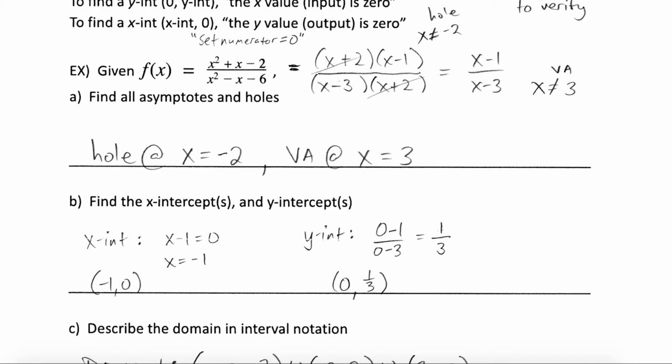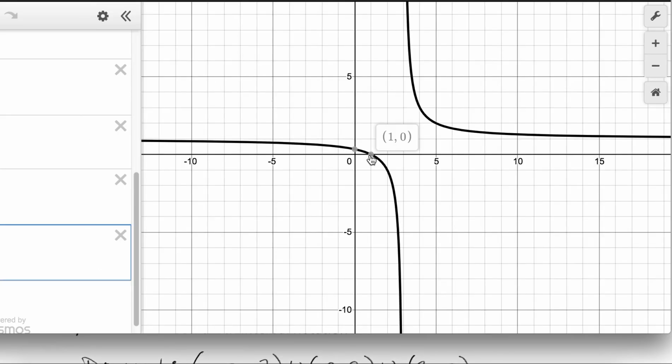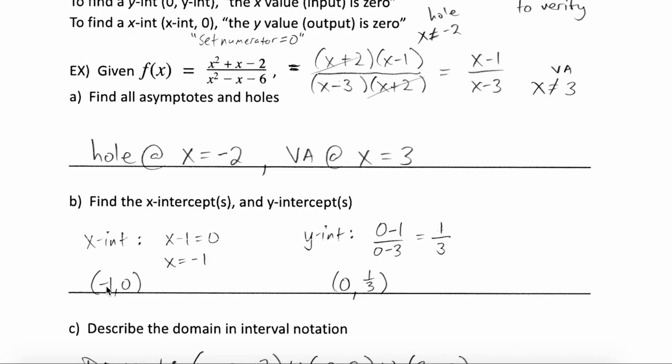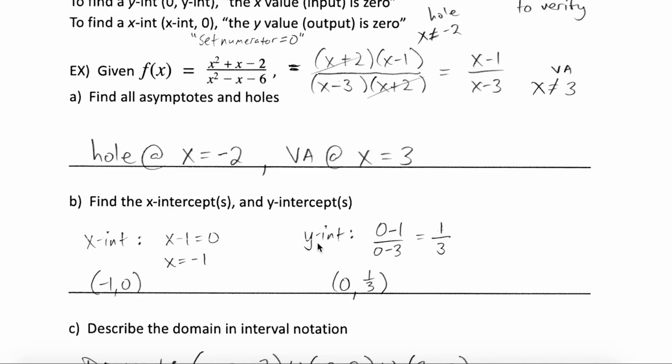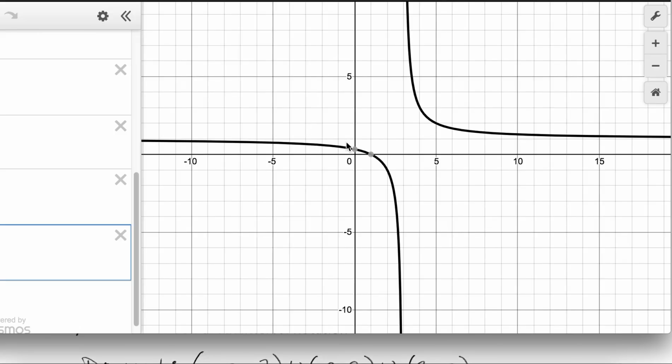X-intercepts and y-intercepts. X-intercept at positive. Why did I say negative 1? X-intercept at positive 1. All of a sudden my algebra is horrible here. If I add 1 to both sides, I get positive 1. So good thing we checked on the graph there. Fix our mistake. And then our y-intercept is at 0 comma 1/3. Here it is right there.